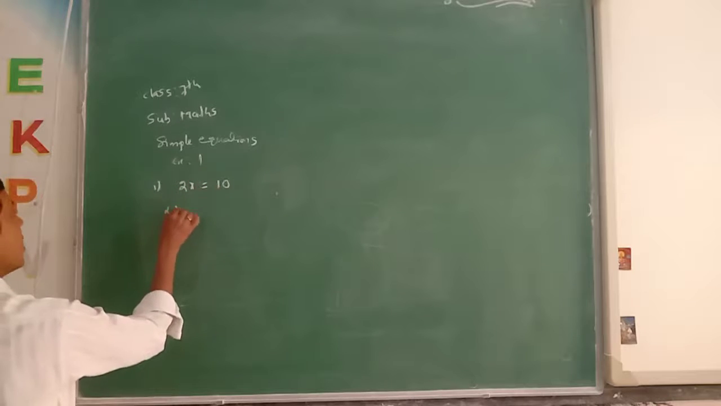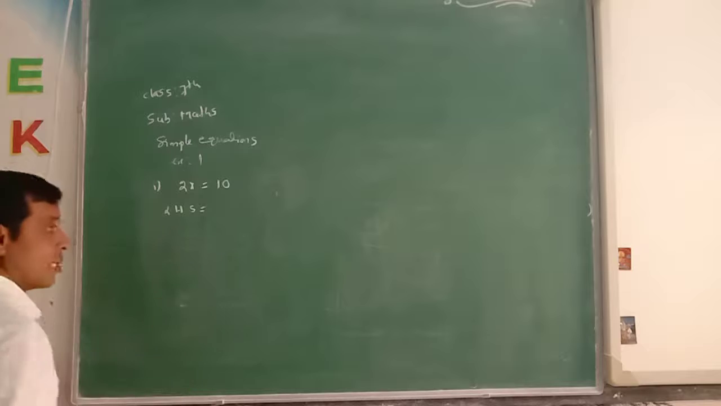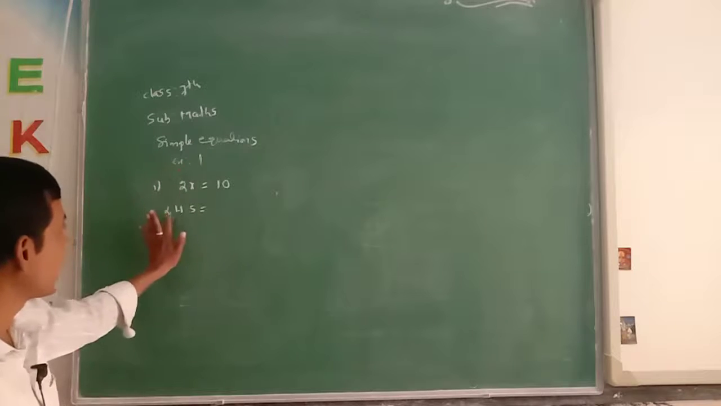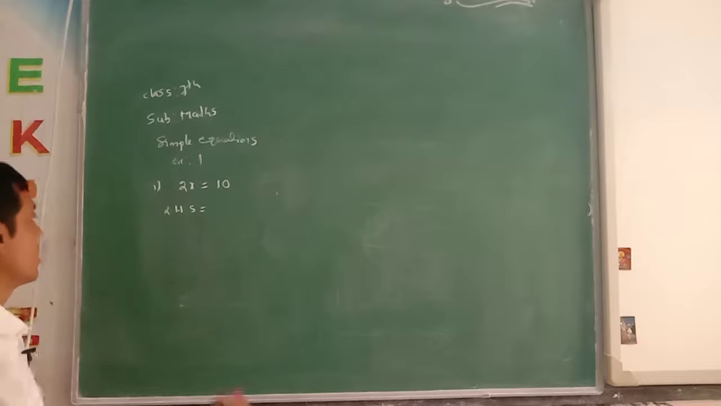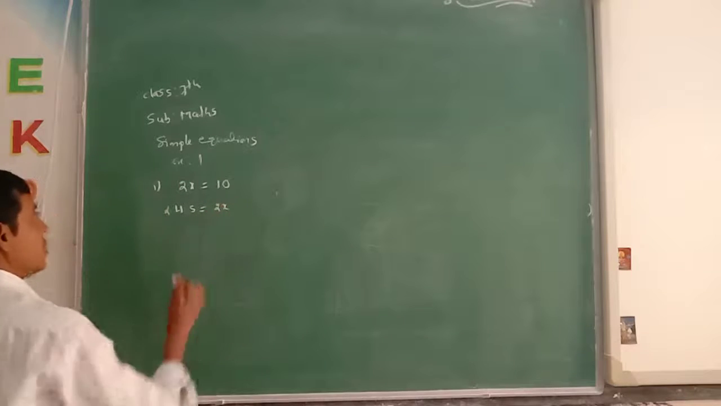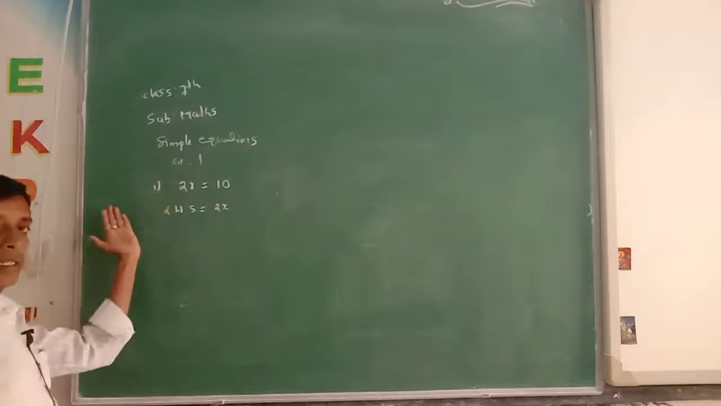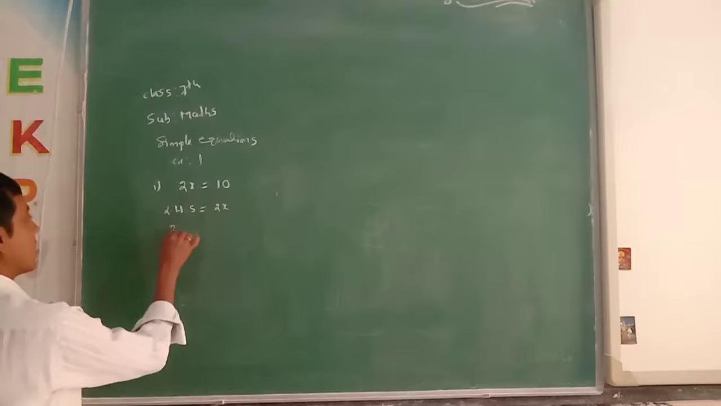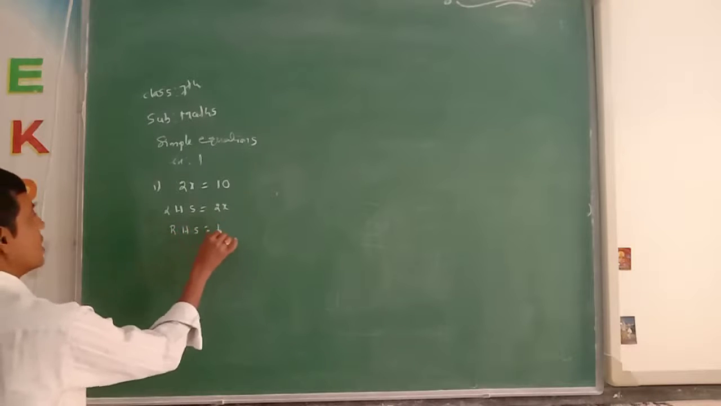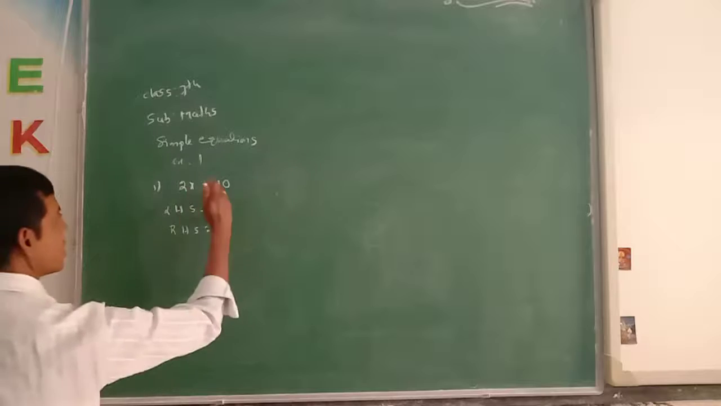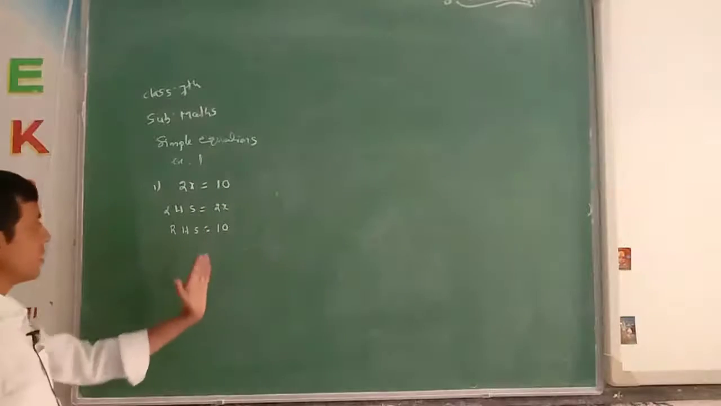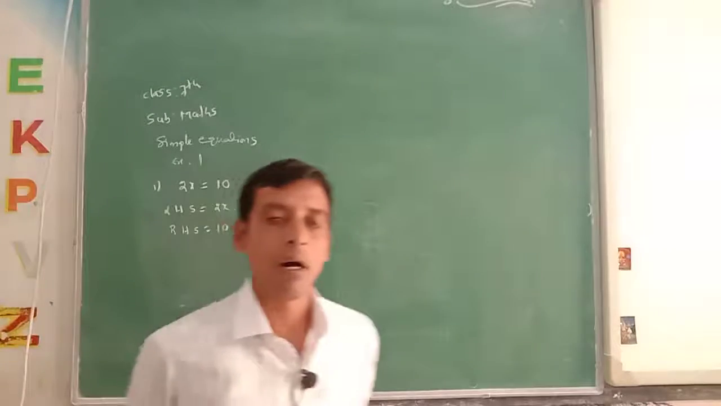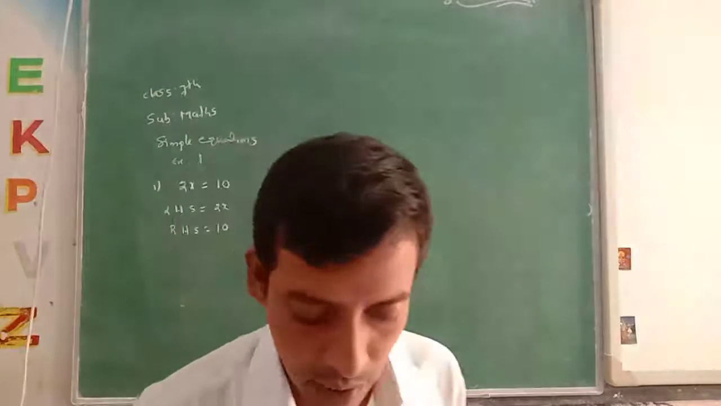So here, LHS means left hand side. The left hand side is 2x. The left side is called LHS. RHS means the right hand side, which is 10. The right side is called the right hand side. Left hand side and right hand side. The remaining ones you can do the same way.